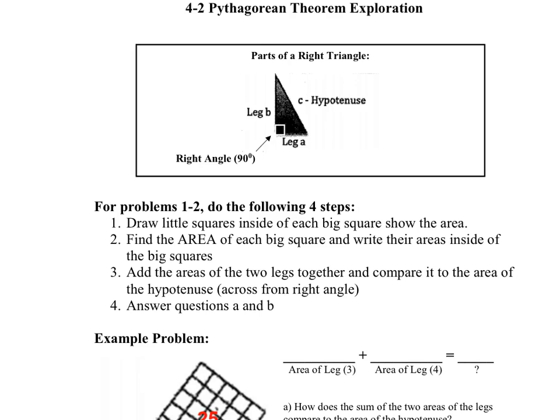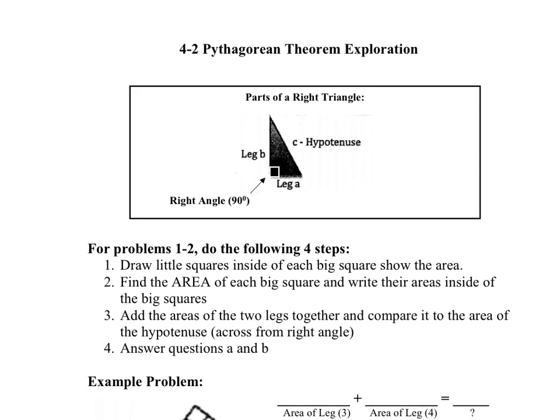Alright, so today we are looking at the Pythagorean theorem. So we have a picture of a right triangle here. That means it has a triangle with a right angle or a 90-degree angle. So that is right here in the corner.